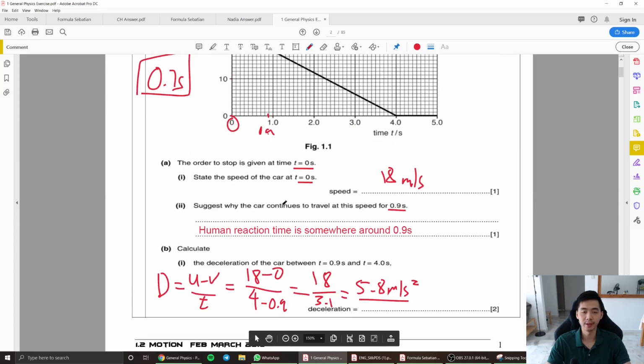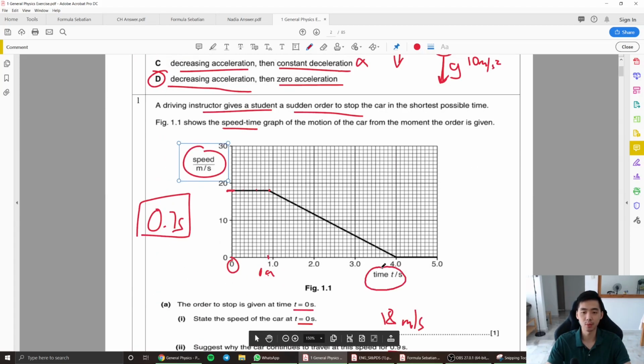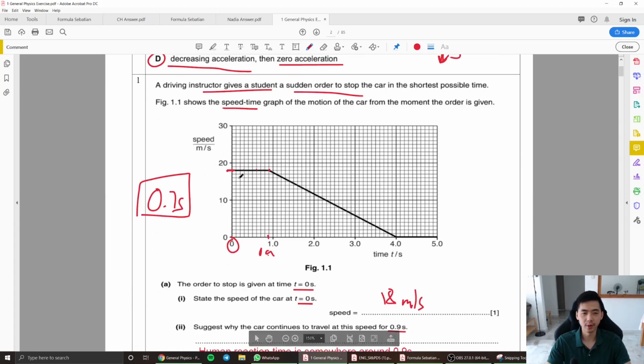If I'm asked to find the distance in a speed time graph, it is obviously the area under the graph here, right? I could either find it through this rectangle here and then this triangle here, or I could just use this other shape formula. What's this shape called again? Trapezium, or whatever this shape is called, right?